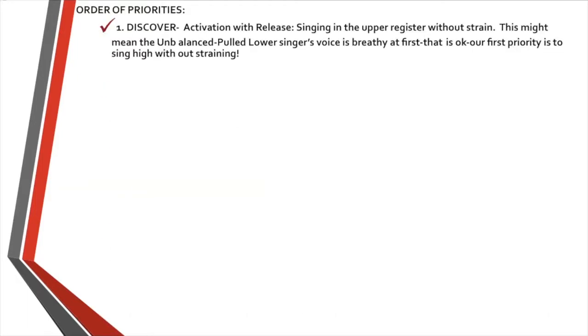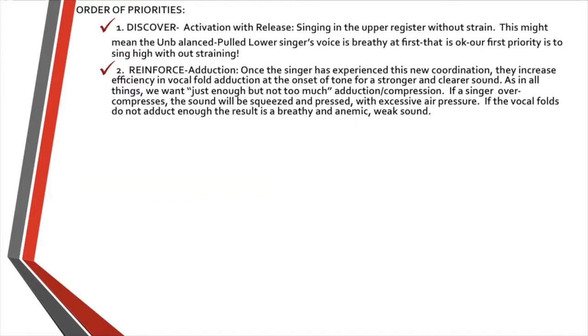Order of priorities. First, we discover activation with release, singing in the upper register without strain. This might mean the unbalanced pulled lower singer's voice is breathy at first. That's okay. Our first priority is to sing high without straining. Again, we reinforce with adduction.